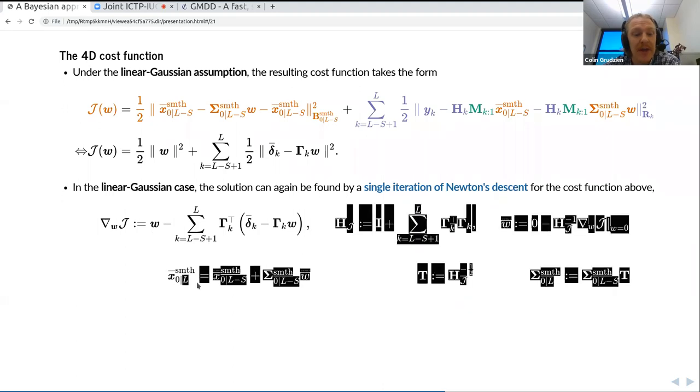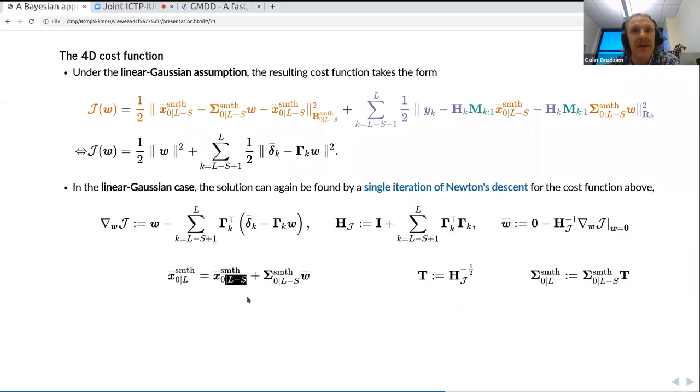We get our smoothed estimate given our last smoothed estimate only with information up to the last shift by applying the optimal weights to this matrix factor and adjusting this. And respectively, we get our right transform in terms of the square root inverse of the Hessian, and applying this again as a transform on the right of the matrix factor, thus conditioning this full smoothing estimate up to time L.